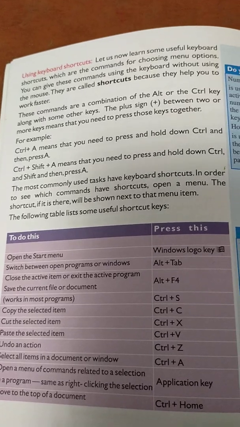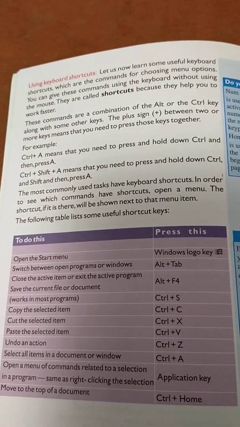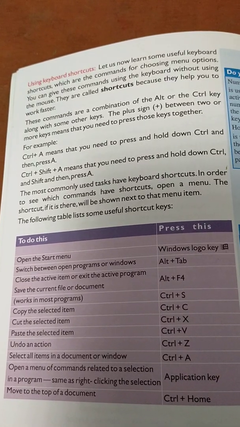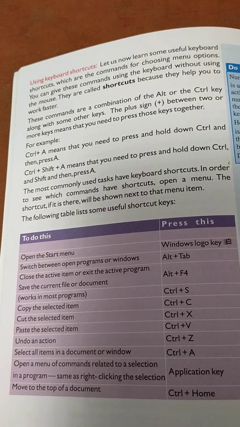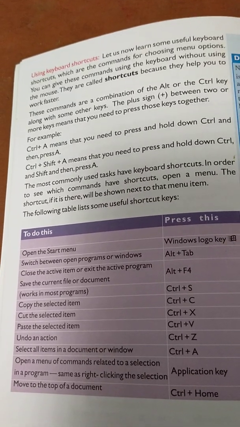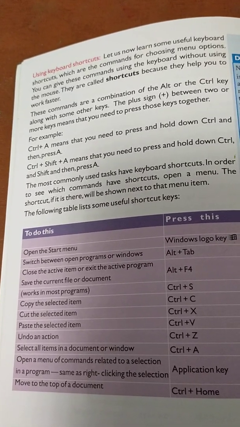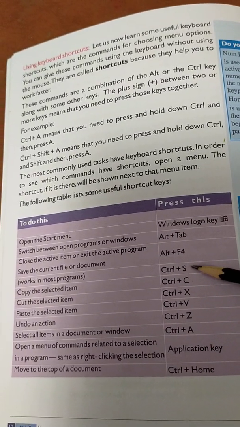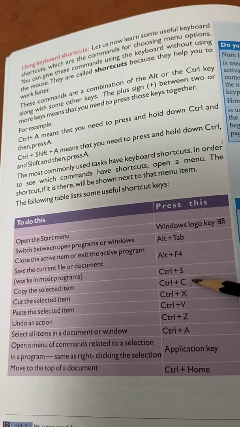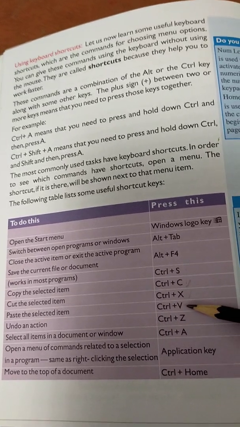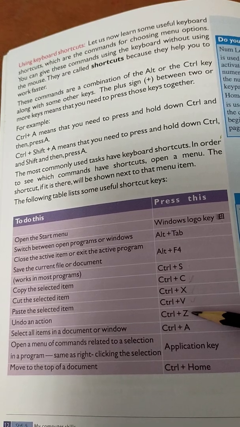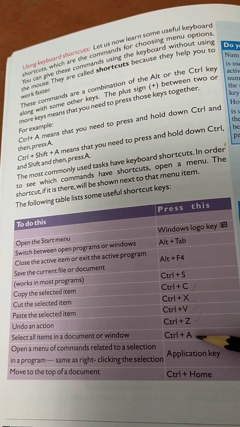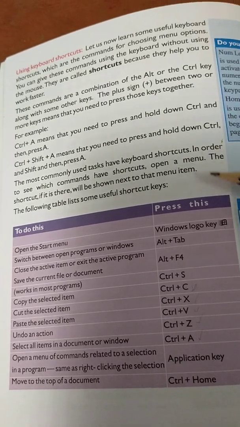Okay, now shortcuts. Shortcut means using the keyboard we can press buttons instead of choosing the option from the menu. It is a shortcut way of doing the work. What are the shortcut methods? To save the document, Control plus S is used. Copy, Control plus C. Control plus X for cut. Control plus V for paste. Control plus Z for undo. Control plus A for select all the items in the document or the window.